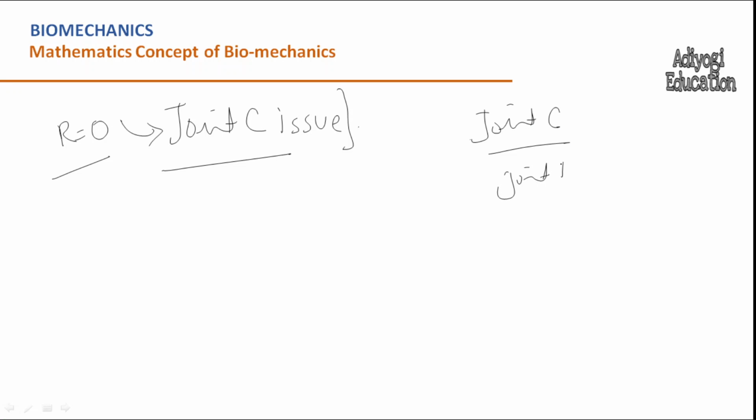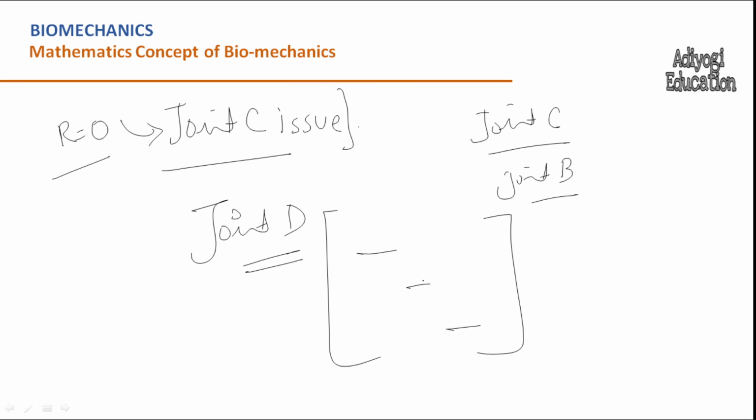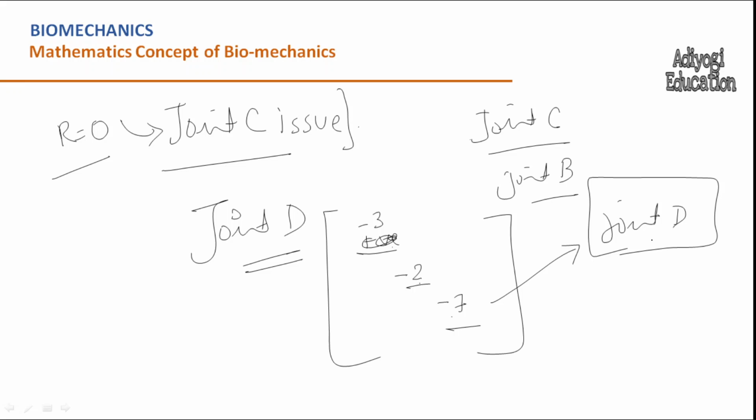Joint B is confirmed. Now what about joint D? In case all the diagonal elements are negative, like -3, -2, -7, then it is definitely a joint D approach. But from a GATE point of view, they are very much interested in joint C analysis, because it has some calculation.